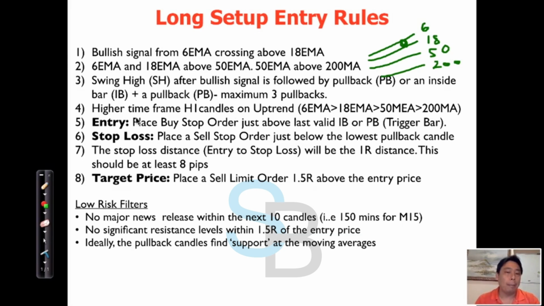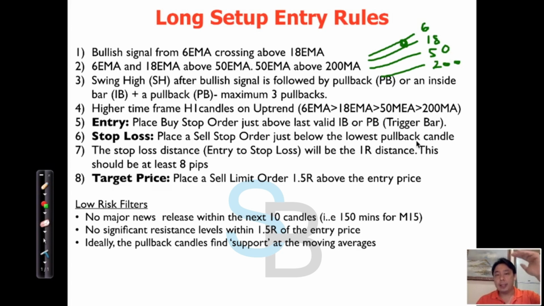The entry order will be a buy stop order just above the last valid inside bar or pullback. Recall, once we've got a pullback or inside bar, we place our buy order right above the high of that inside bar pullback candle. Where do we place our stop loss? Our stop loss is a sell stop order, just below the lowest pullback candle. So the buy order is at the high of the pullback candle. The stop loss is at the low of the pullback candle.